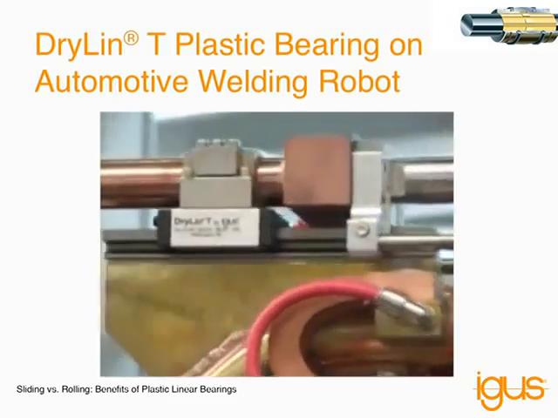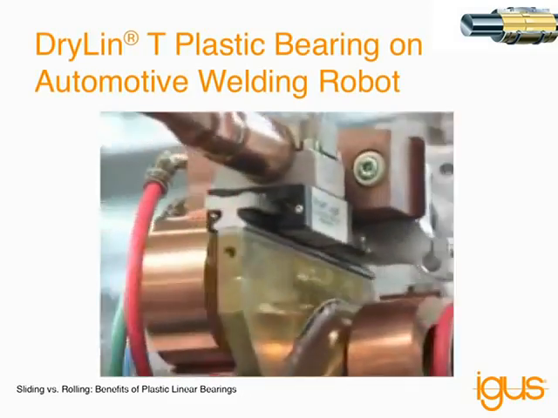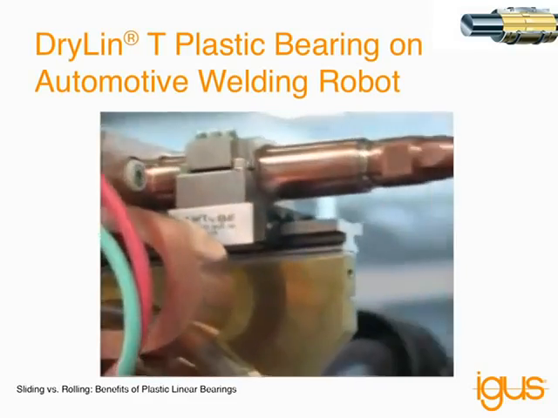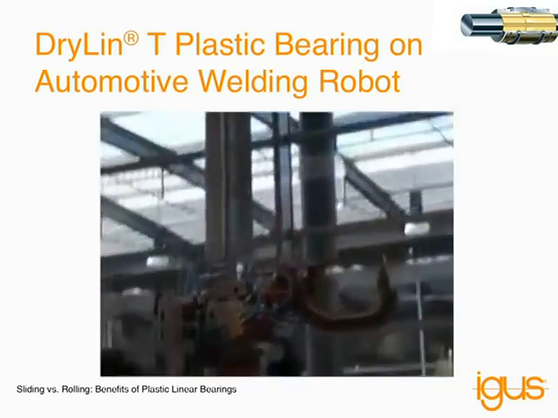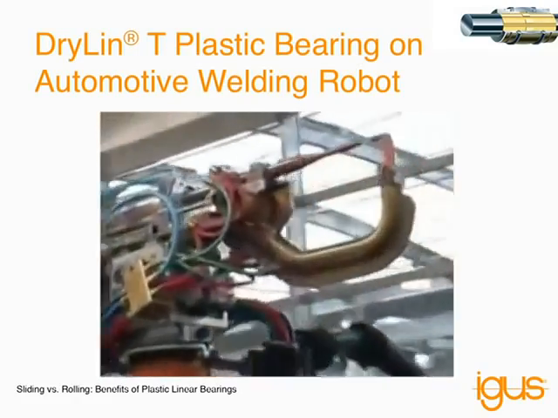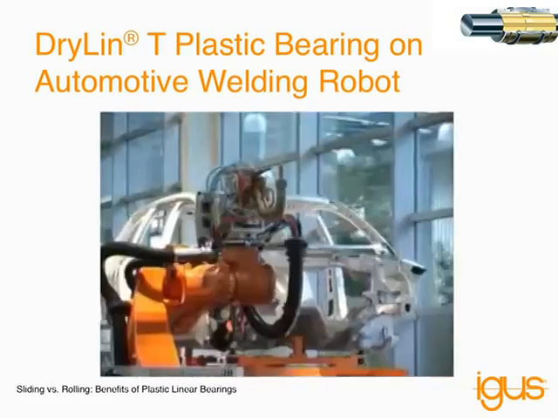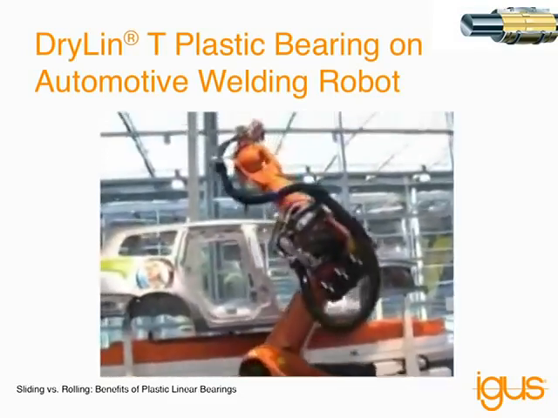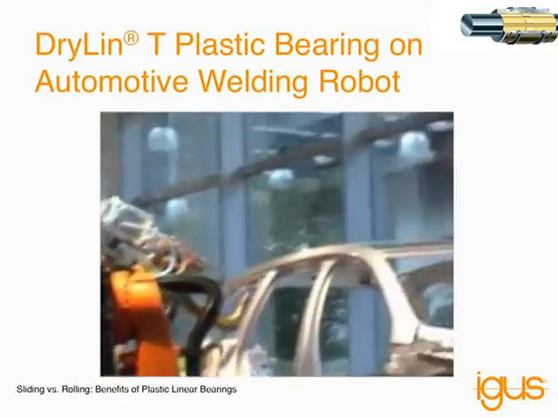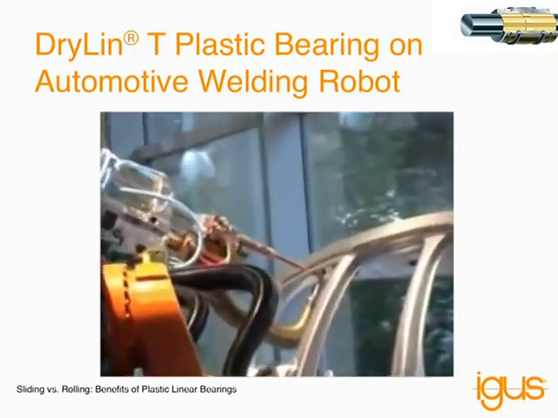This is actually one of my favorite videos. It shows Igus Drylin T, which is dimensionally interchangeable with a lot of profile style guides, at work on a welding gun in an automotive application. Drylin was used because the plastic inserts were able to basically push the weld splatter out of the system without damaging the plastic parts.